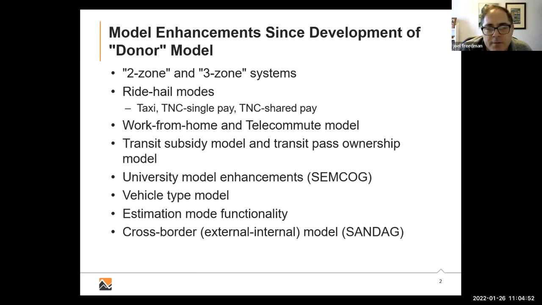We have a vehicle type model under development right now. I don't know if I'll have time to talk through it. And the software has been enhanced with estimation mode functionality, which essentially means you can input household travel survey data and travel choices through the model, as opposed to a synthetic population, and get basically estimation data files out of the software.